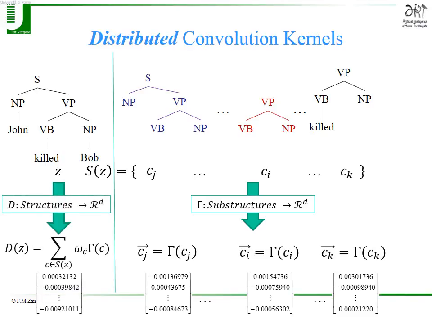The second function is D of Z, that takes the structures and produces a vector that represents all the substructures. This is in principle possible by summing up vectors gamma c with a scalar weight omega c on all the substructures in the set S of Z. The final vector is in Rd.